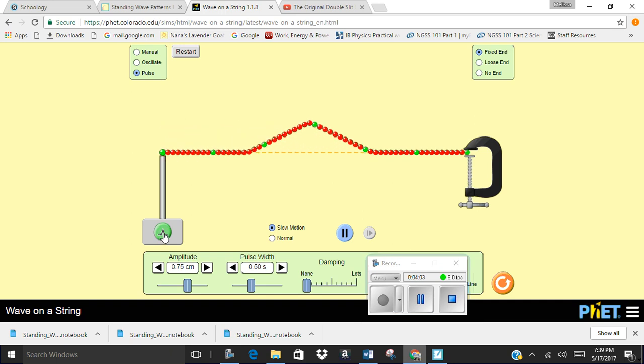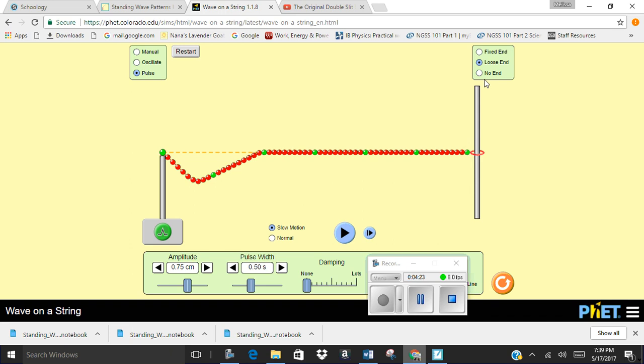Notice it's on the top side of the equilibrium line, and then it's on the bottom side of the equilibrium line. So if you have a fixed end, that wave will be reflected off the boundary and return on the opposite side of the equilibrium line. Now let's change this to a loose end and do the same thing. Notice that the amplitude stays on the same side of the equilibrium line. So the reflection does not change when you bounce back again until you get to the other end.